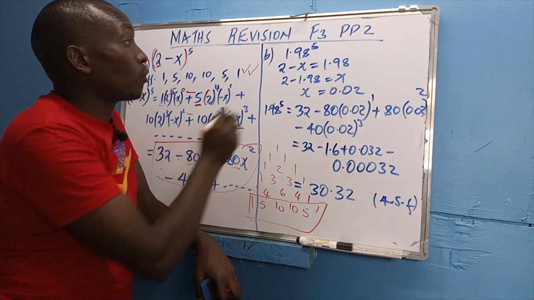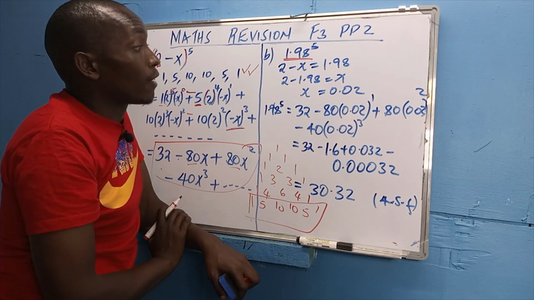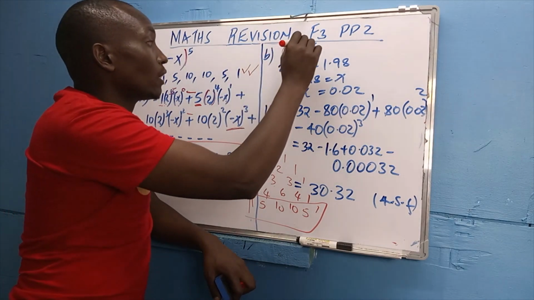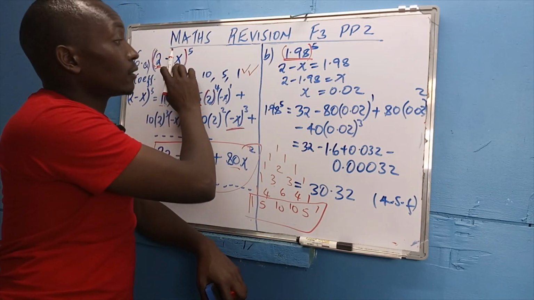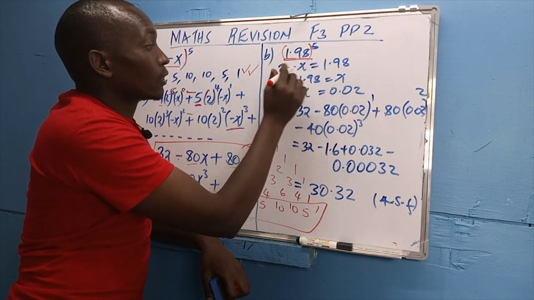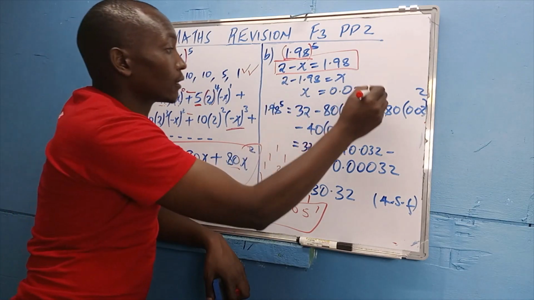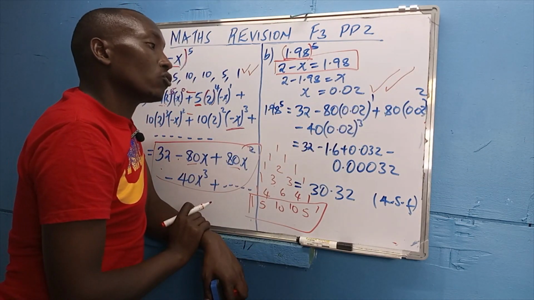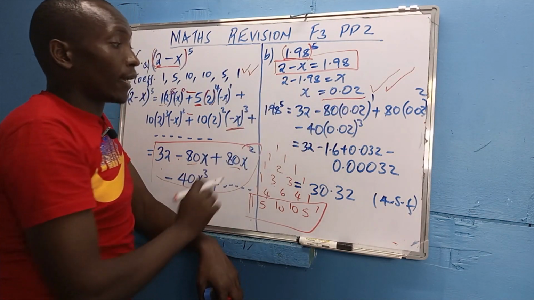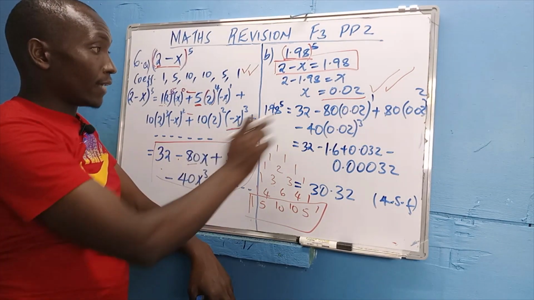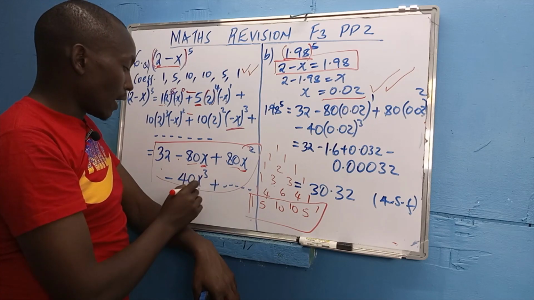You apply the expanded form to solve for 1.98 to the power 5. So all you need to know is that whatever is given there is equivalent to what is in the bracket. So 2 minus x is equivalent to 1.98. So I form that equation, then I solve for x. If I solve for x, x will be equal to 0.02. If that is the case, I need to just substitute x in my expanded form. I just take x, 0.02, where there is x, I replace it.